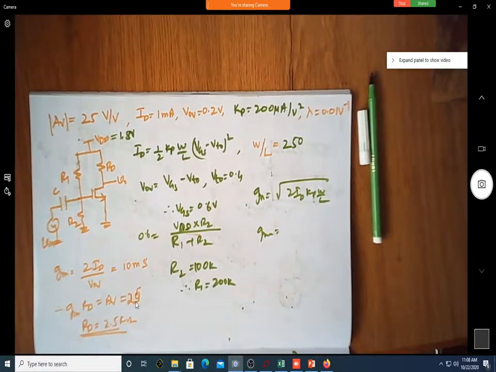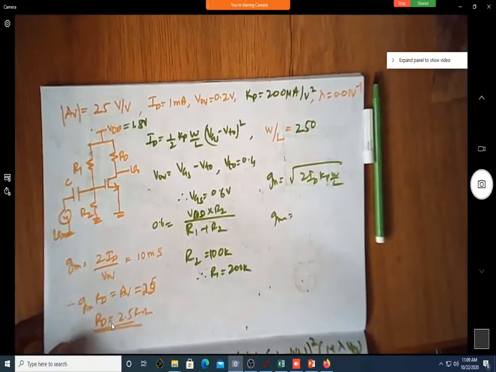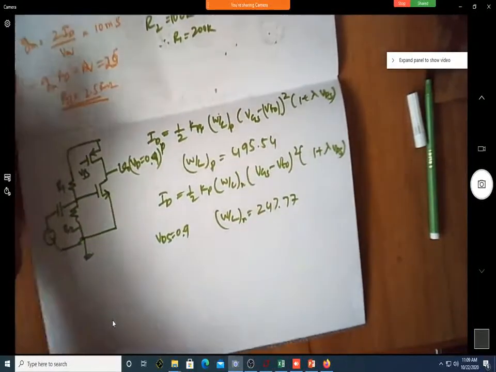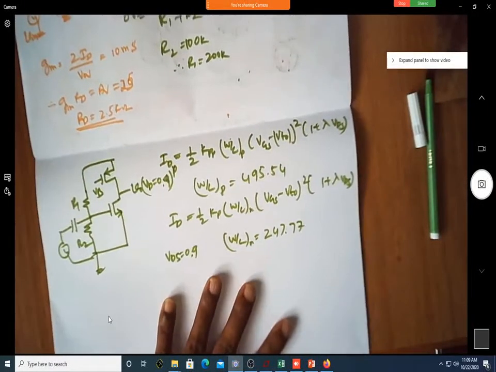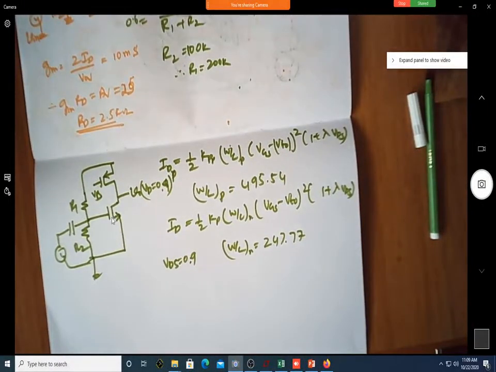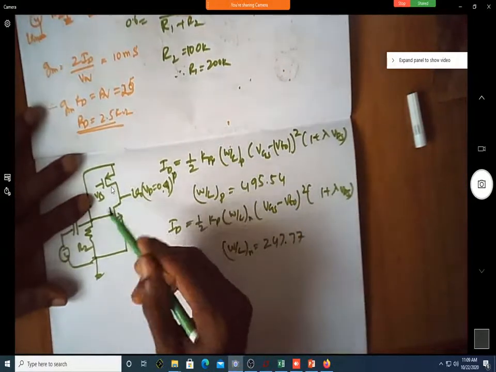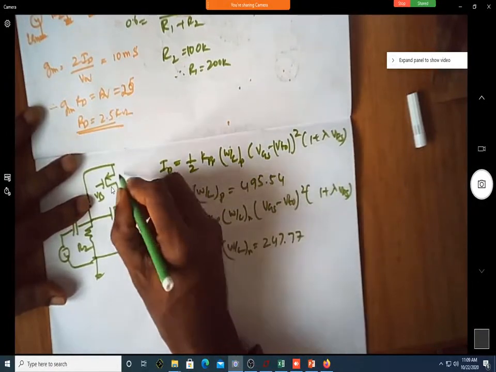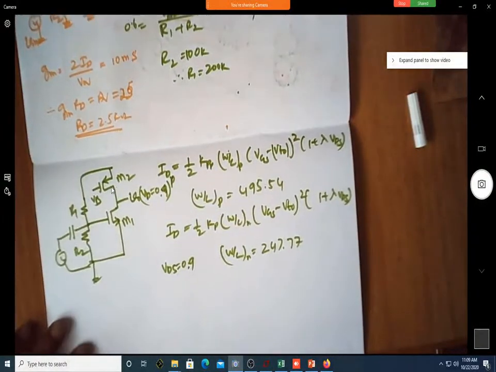Correct? Okay. So I will say that since with this resistive load I am unable to get a gain of 25, I will go for a modified circuit, which is CS amplifier with active load. See, now this is active load. This is NMOS transistor, this is PMOS transistor. Let me call it M1, this as M2. Correct?